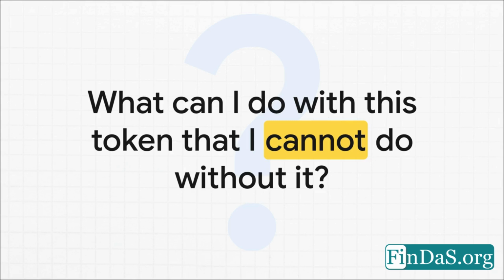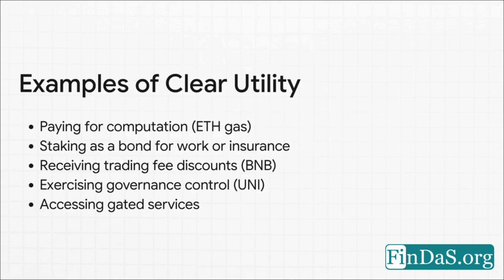So, for example, if a project says its token's utility is for buying things on their platform, but you could just as easily use dollars or Ether, well, that's not a real unique utility. The utility has to be essential and indispensable to how the whole protocol actually works. And these are some fantastic examples of that difference. Paying for computation on Ethereum with gas is the perfect case. The network literally cannot function without it.